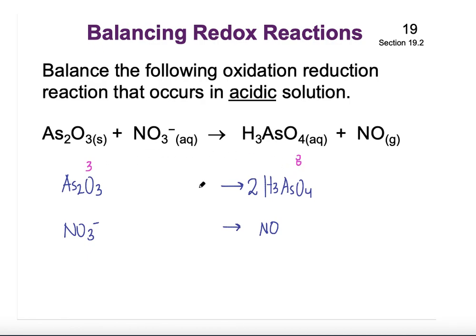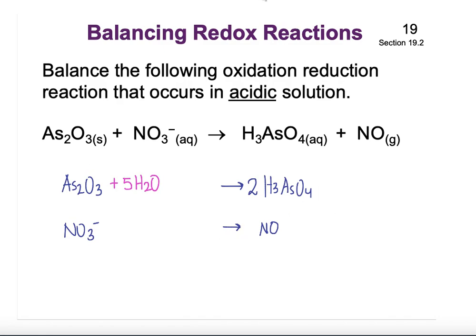How do I do it? I'm going to add as many waters as I need oxygens. I need 5 oxygens on the left-hand side, so I'm going to go ahead and add 5 waters. All right, and if you don't mind, I'm going to go ahead and delete this number and this number just to not confuse myself. All right, on the bottom, we're going to do the same thing.